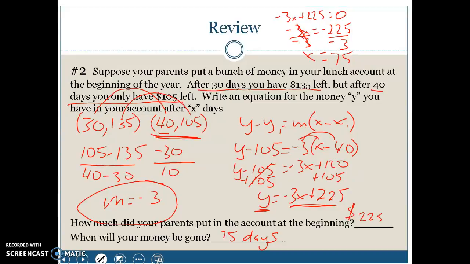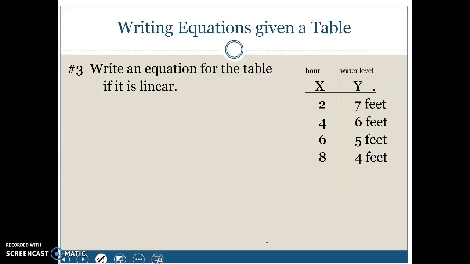All right, so let's move on to what we're going to be talking about today. So here it says, we're going to write an equation from a table if it is linear. And so that's important. We want to make sure that it is linear. And so that means the slope has to be constant throughout the whole table. And so this goes back to what we did at the beginning of this unit.